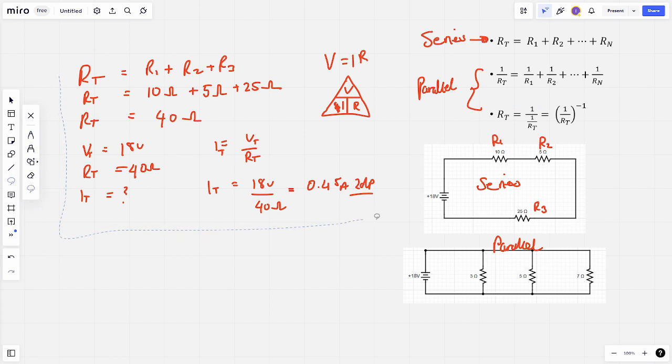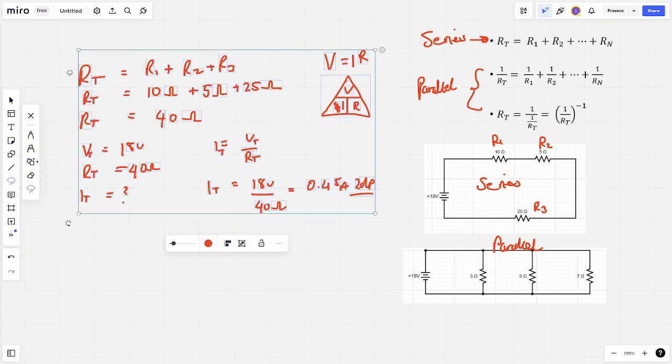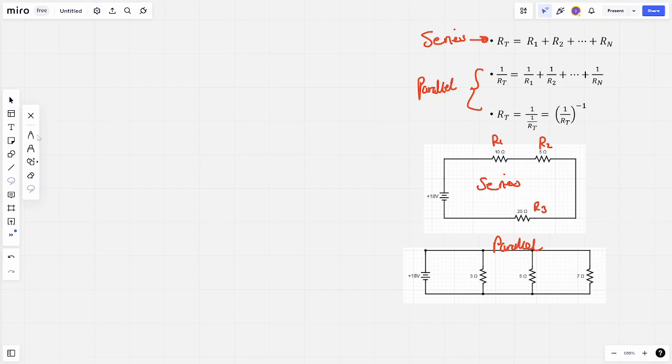Let me just take a moment to clear the screen. So now in parallel, we've got 3 resistors, 3 ohms, 5 ohms and 7 ohms. So let's label that R1, R2 and R3. Again, R1, R2, R3 could be anything. It could be different ohms. You could replace, this could be the third resistor, this could be the second, this could be the first. We could swap it whatever order we like. The order does not matter.